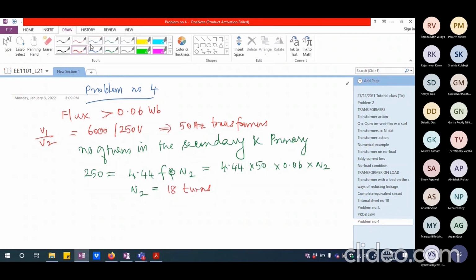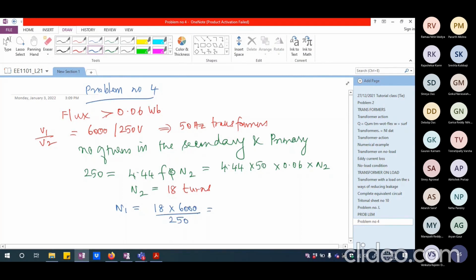If N2 is 18 turns, then I'm going to calculate what is N1. N1 I can calculate it to be 18 multiplied by 6000 divided by 250. This will give me exactly whatever is the number of turns in the primary winding. I can do it the other way around also. There is no doubt.